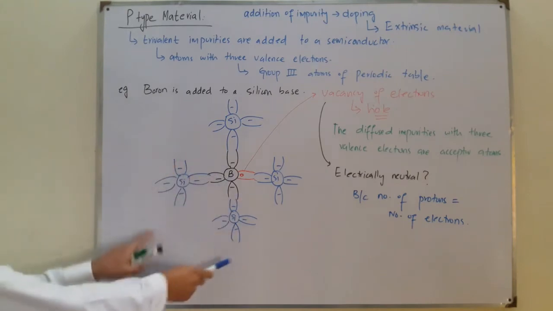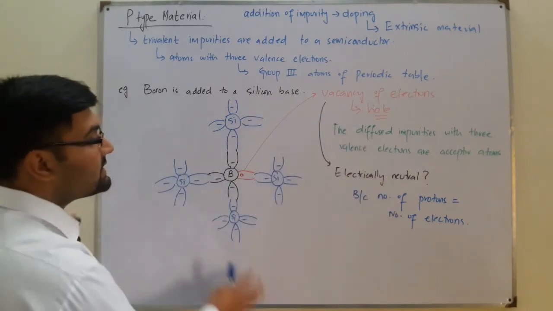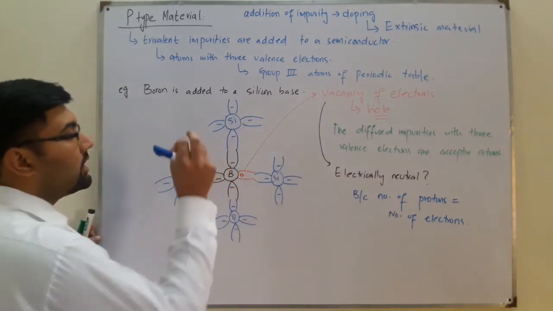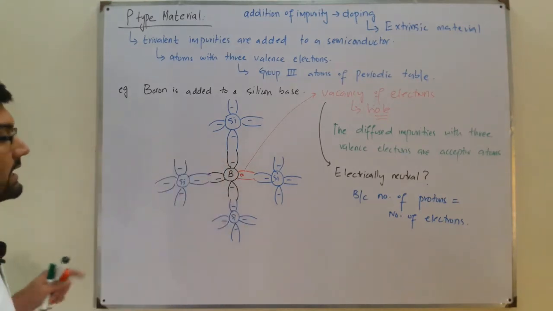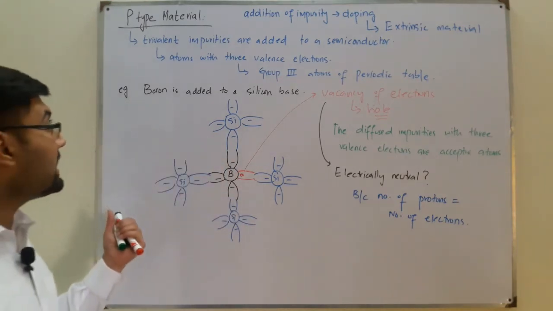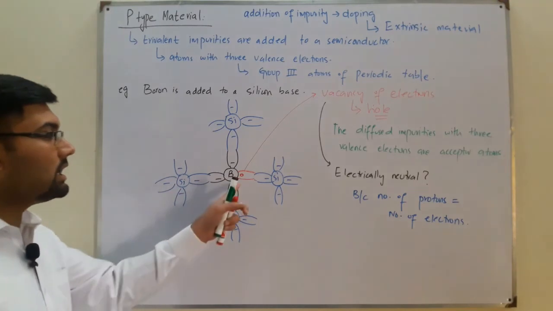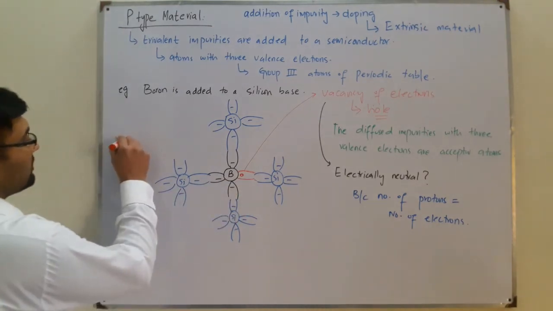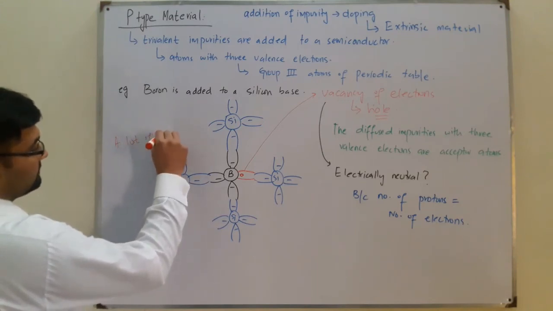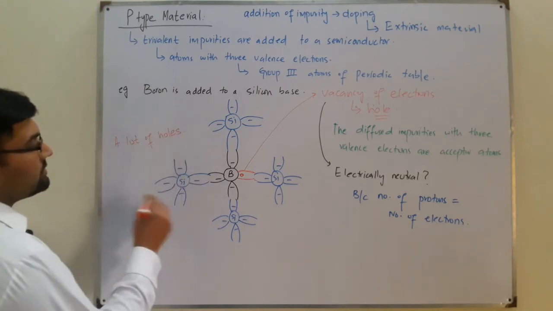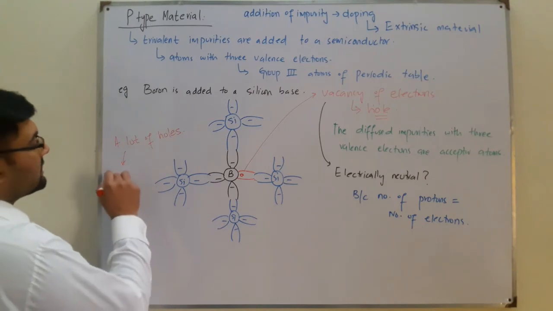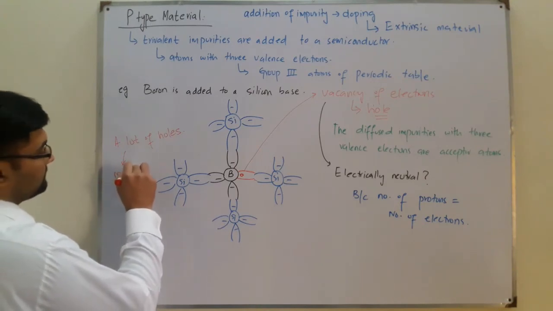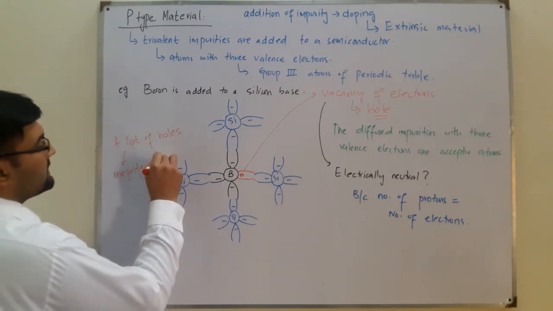So this is a crystal structure. This will repeat and repeat and repeat, and we have a lot of holes. In the n-type material, we had a lot of electrons. Over here, we have a lot of holes. And this we will see in the next video. They are called the majority carriers, for which the next video is there.